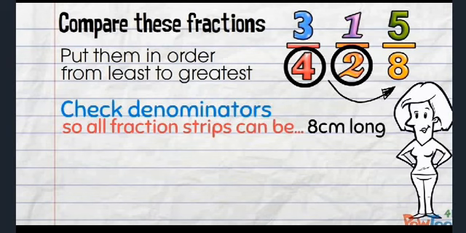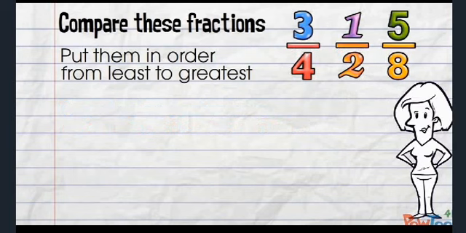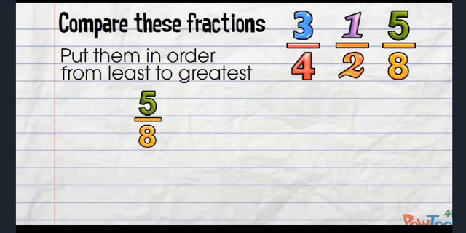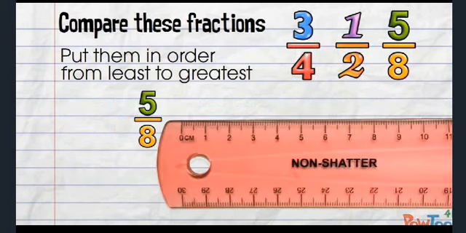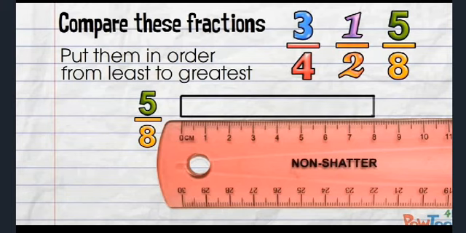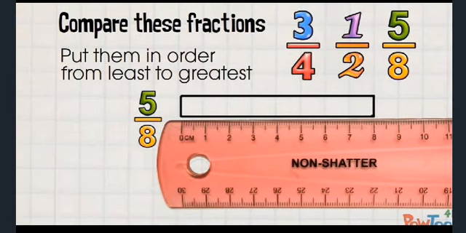I do the fraction with the largest denominator first. Always use a ruler to make a fraction strip. No freehand lines please. One fraction strip is 8 cm long or 8 squares long. You have square paper in your math notebook, so you can use that for the fraction strips. Each centimeter is one part out of 8.